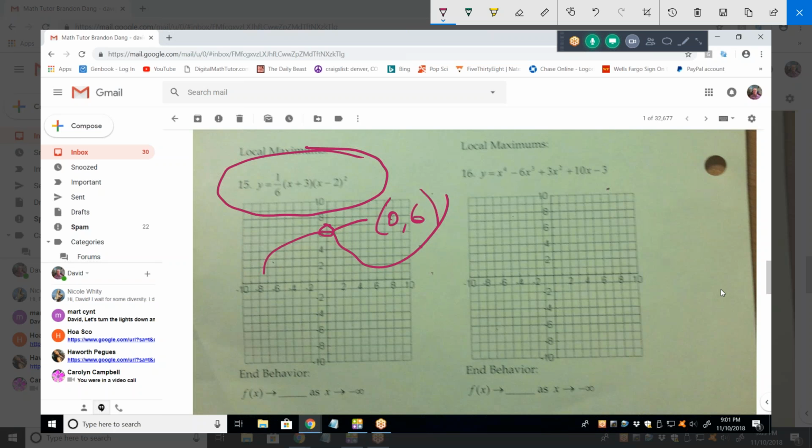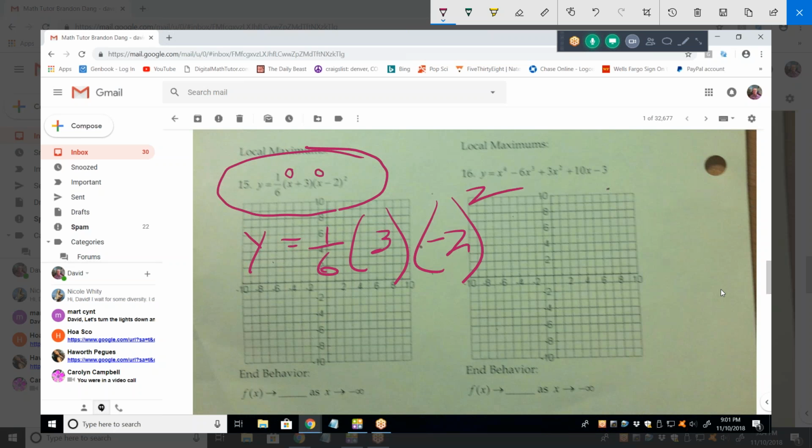So back to my original question. What is the x value whenever you're on the y-axis? What is it here? What's the x-coordinate? Okay, there's your key. You're going to plug in 0 for x. Now, solve that for y. So you have y equals 1/6 times 3 times -2 squared, correct? When you plug in 0 for x, that's what you end up with.